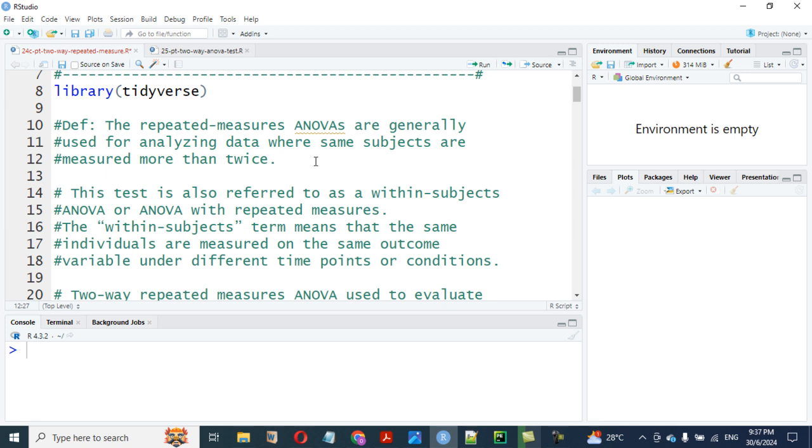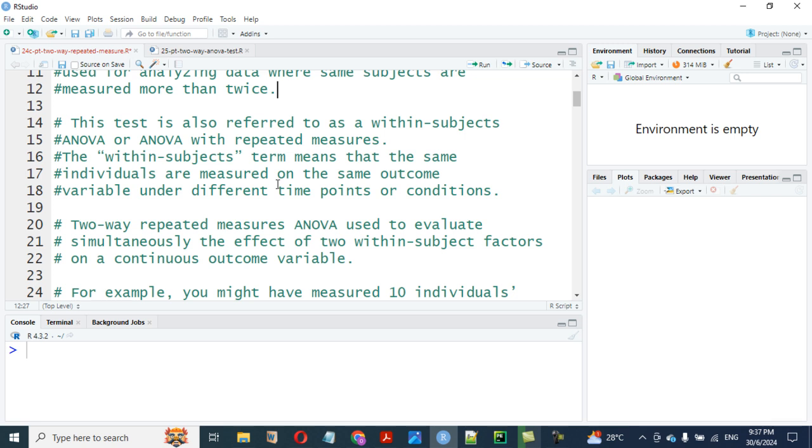Now, this test is also referred to as a within-subject ANOVA or ANOVA with repeated measures. The within-subject term means the same individuals are measured on the same outcome variable under different time points or conditions. Don't forget, I said the other time, and I repeat again, that with repeated measures ANOVA you are dealing with an extension of the paired t-test, and it's always time dependent or time based. There is always a period between one measure and another. Always period based. So take note of that.